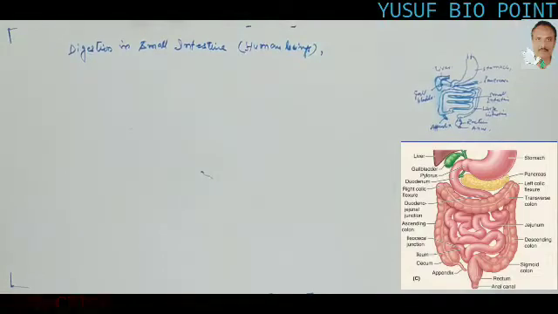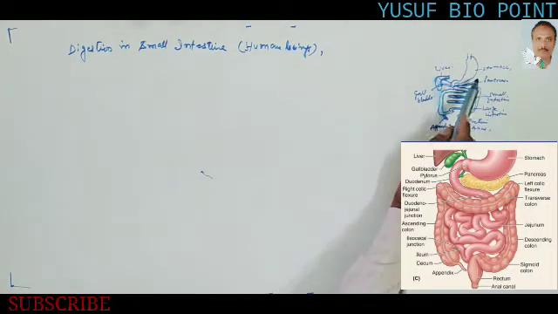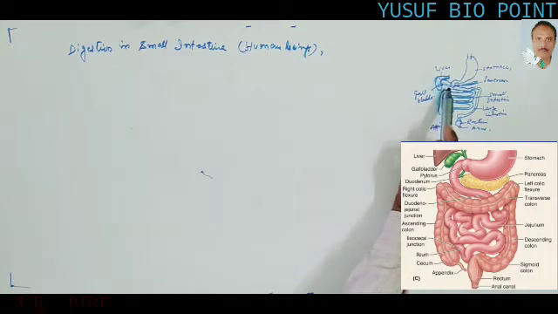In the last video, we discussed the digestion in the stomach. Today, we shall discuss the digestion in the small intestine, how it takes place. Now, first, this is the stomach. After the digestion, the partially digested food comes to the small intestine.